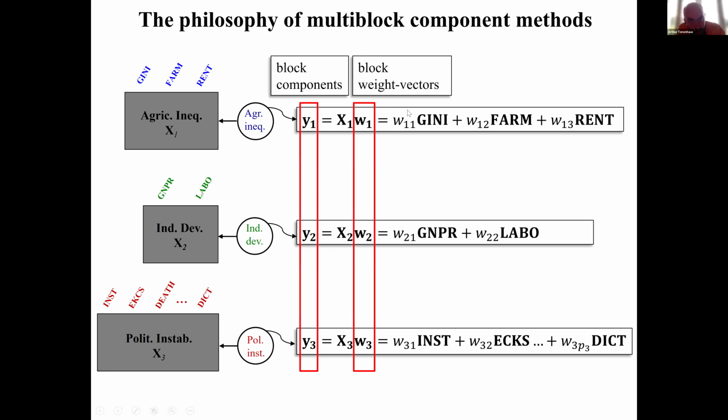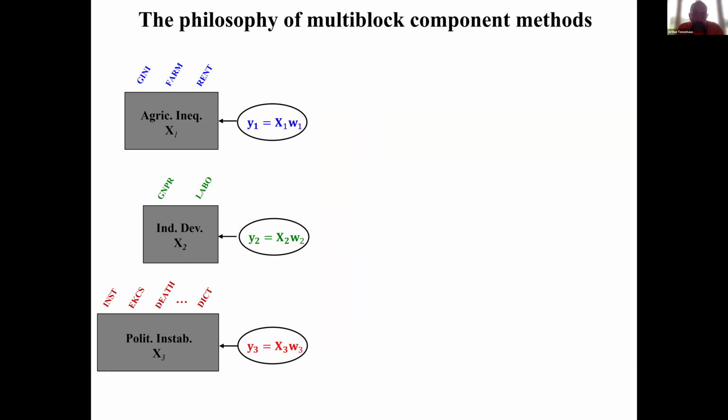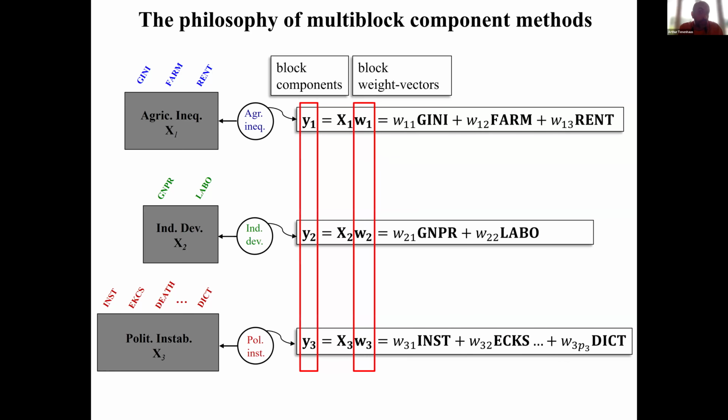And the weight vector W1 contains W11, W12, W13, and you want to estimate those values. In the literature, you do PCA. If you do PCA, you have a component that explains well its own block, but you don't take into account the fact that the blocks are connected.